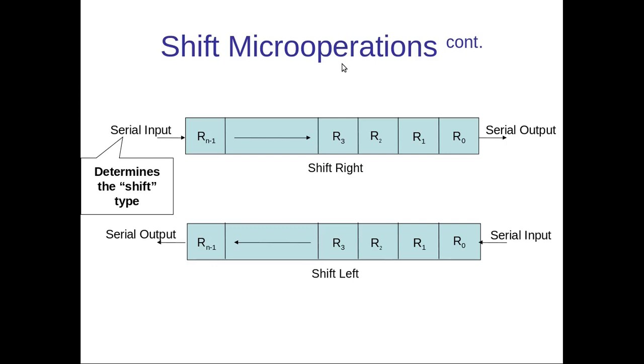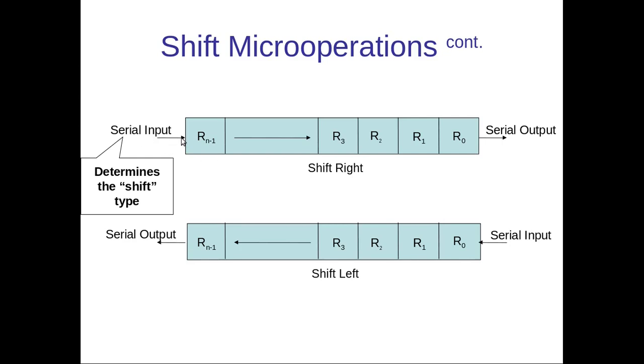The types of shift operations are based on what data or bit is passed through the serial input. That determines the shift type. So consider this is a register R, with R0, R1, R2, R3 and Rn-1 indicating the individual bits. And this is shift right. We are shifting in the right direction.